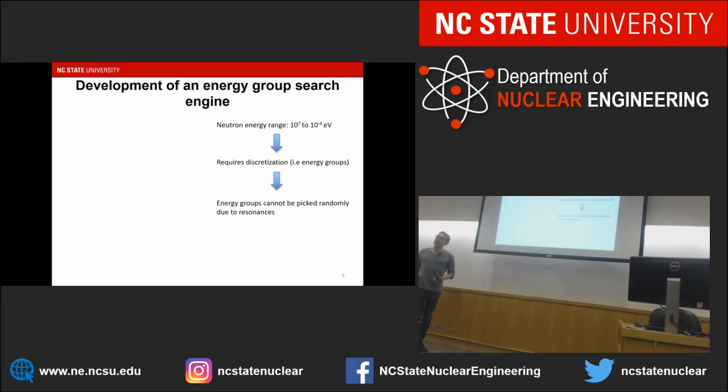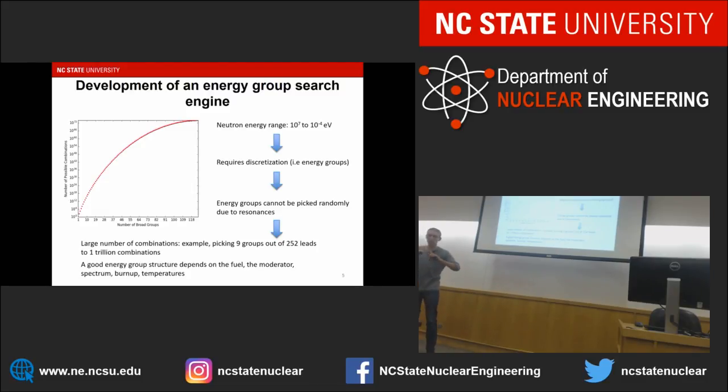The problem is, it's not that easy to do the discretization because you cannot, for example, define even groups. If you want to go from 0 to 10 MeV, you cannot say, OK, I'm going to do my discretization from 0 to 2, 2 to 4, 4 to 6, 6 to 8, 8 to 10. It's more complex than that. It depends on pretty much all the neutronics parameters, mostly the resonances, but also temperature, burn-up, the fuel, the moderator.